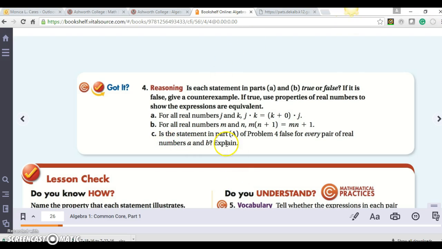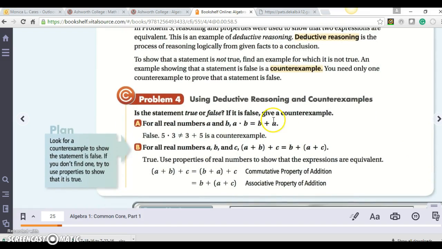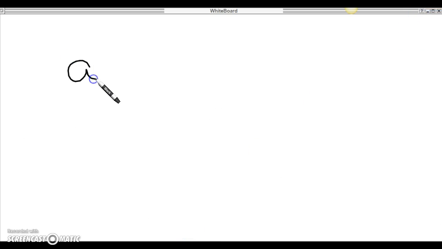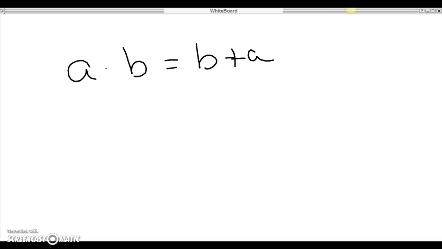Then it says, is the statement in part A false for every pair of real numbers a and b? Let's go back to part A. So I have a times b equals b plus a, I think it was. Let me go back and verify. Yes. So I know it's not true for 5 and 3.